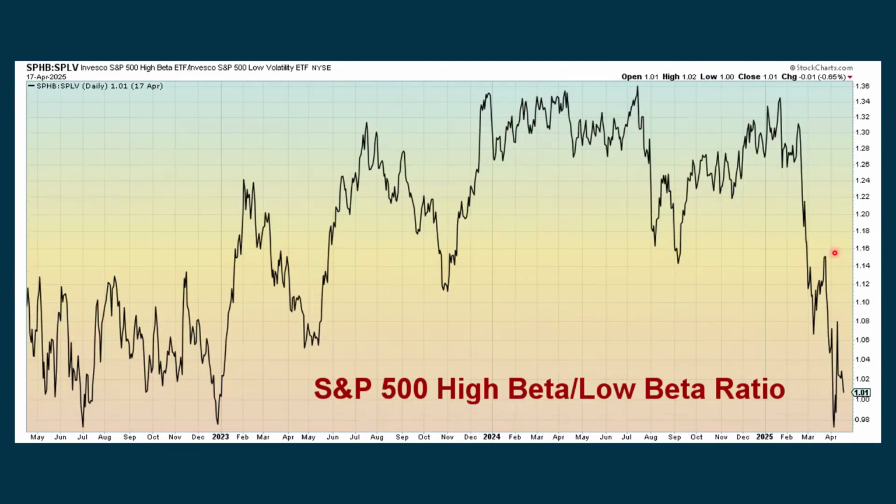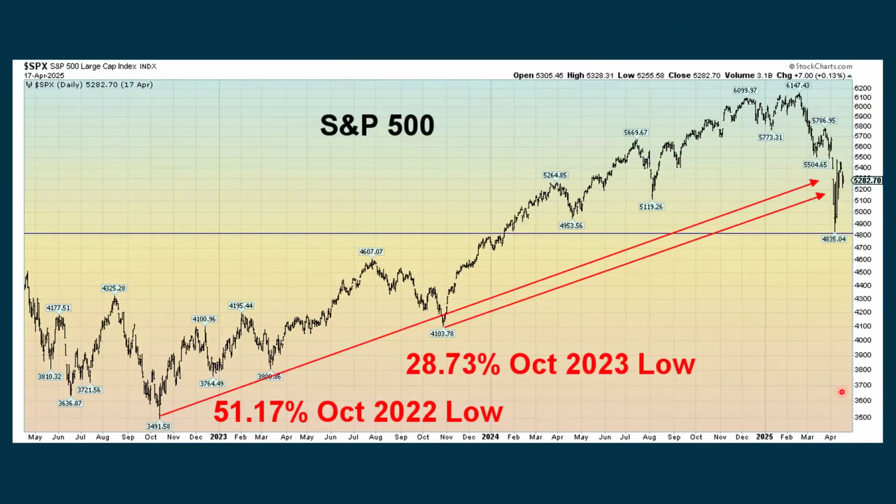This is another similar measure. We look at high beta stocks, which is what we looked at in the previous chart. But here, this is low beta. These are stocks that tend to hold up better when the market is going down. And overall, this ratio has been declining as well as the market's been negative.